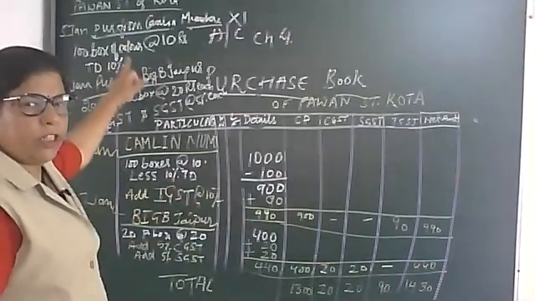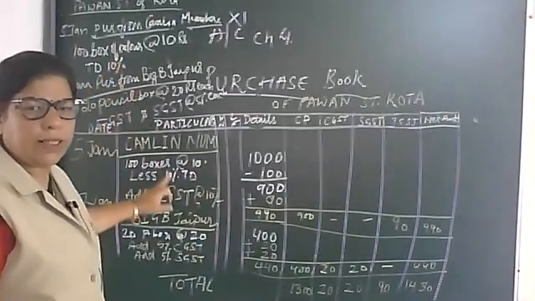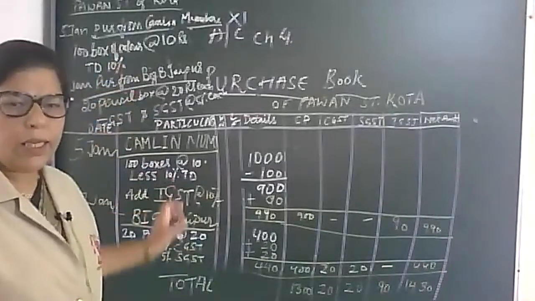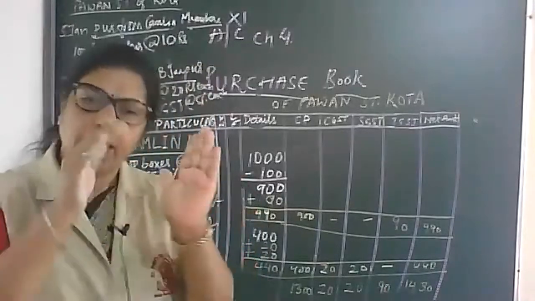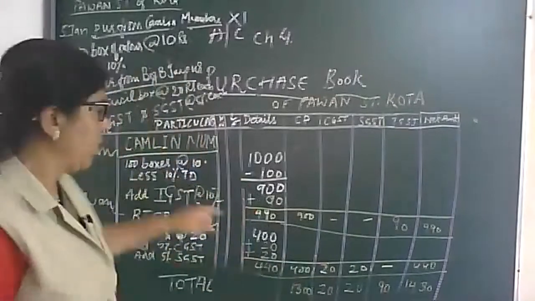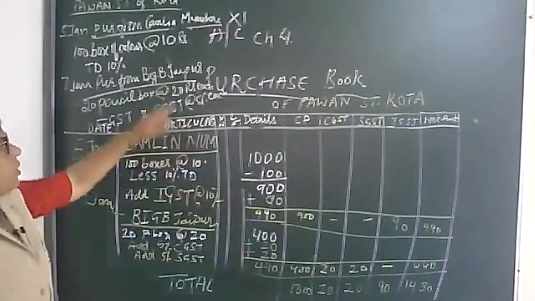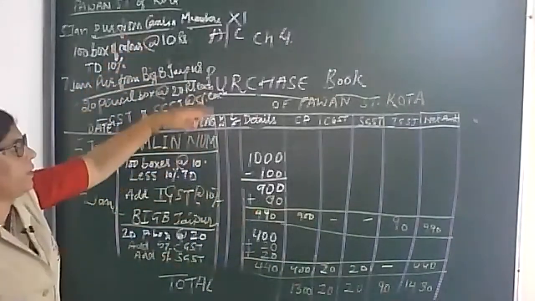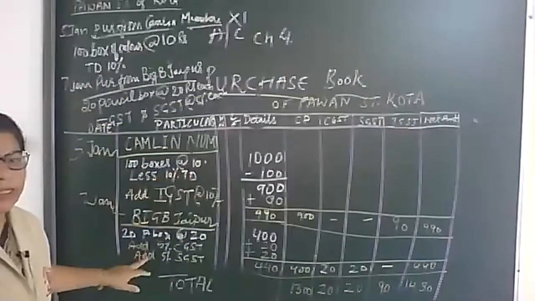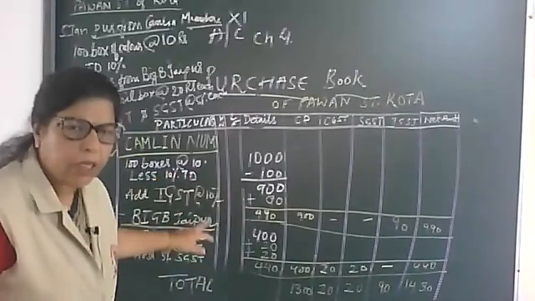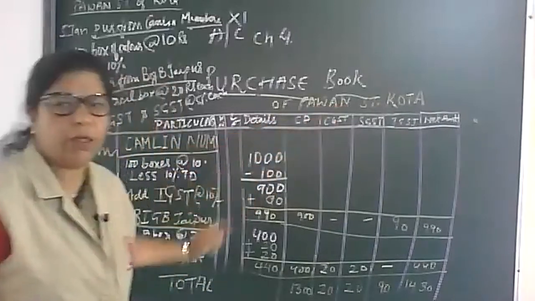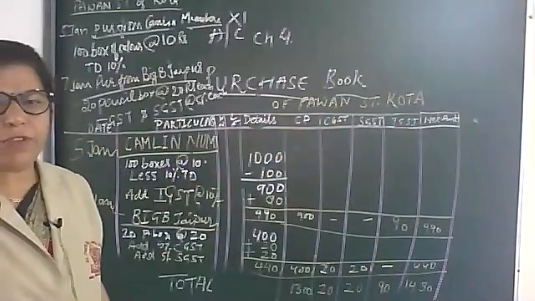See, my dear children, first note down the question, then the answer. In this question, I gave you both the conditions. IGST, because the states are going to change, Mumbai and Rajasthan. And CGST, SGST, because the states are the same, Jaipur and Kota. So I have given you both the conditions.